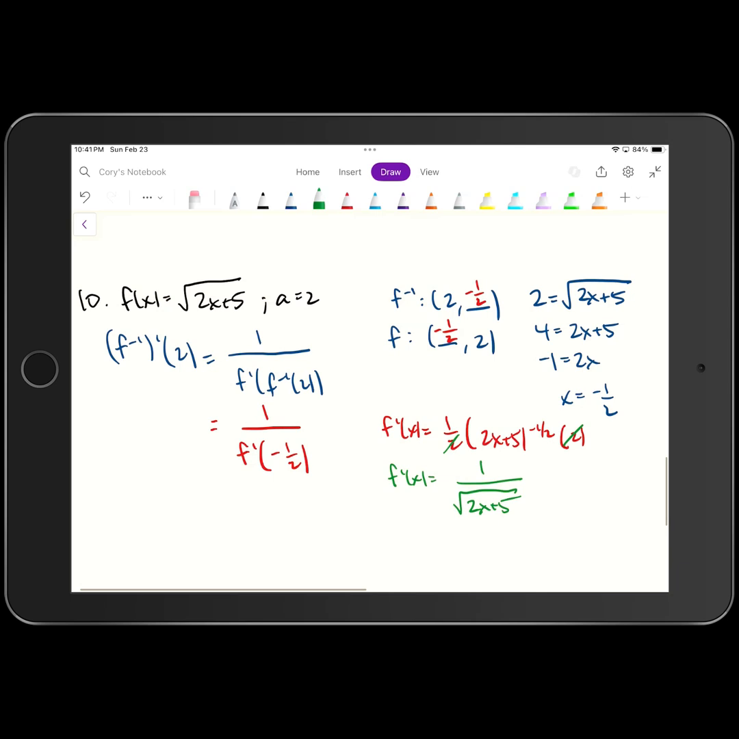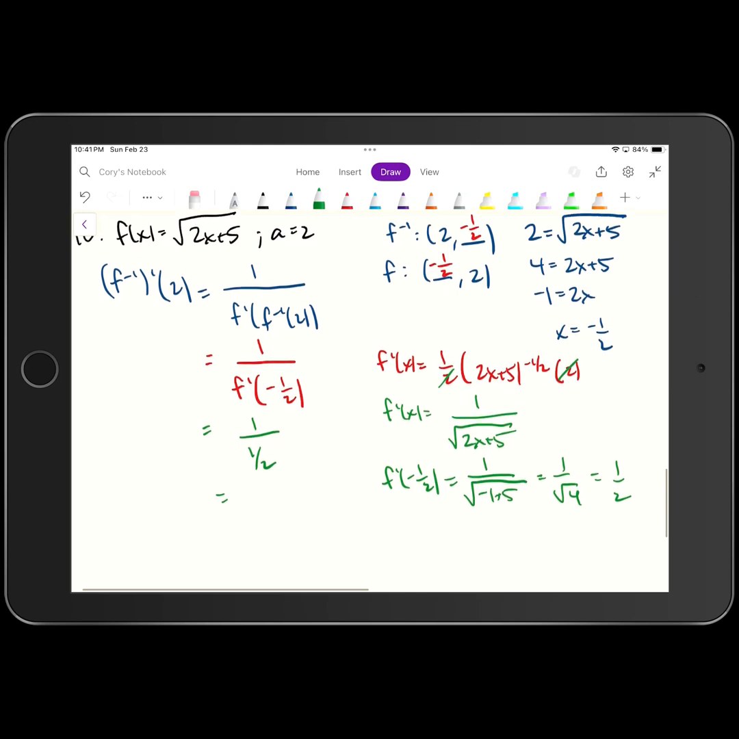And then we want to evaluate that derivative at negative 1/2. When I plug negative 1/2 in for x, we get negative 1 plus 5, which is 1 over rad 4, which is 1/2. So this becomes 1 over 1/2, and the reciprocal of 1/2 winds up being equal to 2. So that is how we take the derivative of an inverse function.